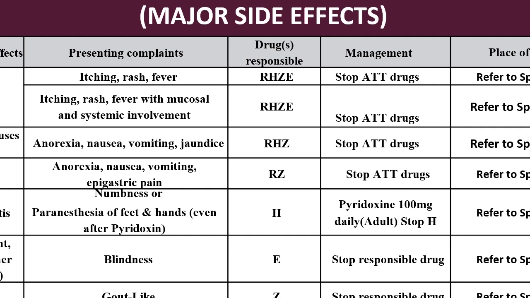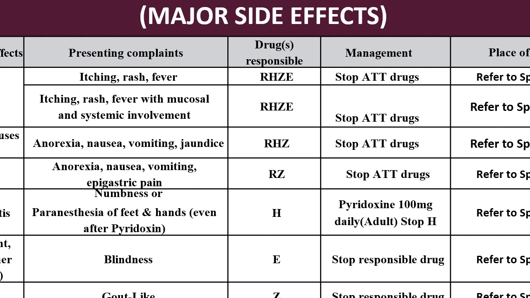Then the patient can develop hepatitis, severe gastritis, peripheral neuritis, visual impairment, and arthritis. Now, how is this skin reaction different? This patient has itching, rash along with systemic symptoms. We have to stop all anti-TB drugs in this case.